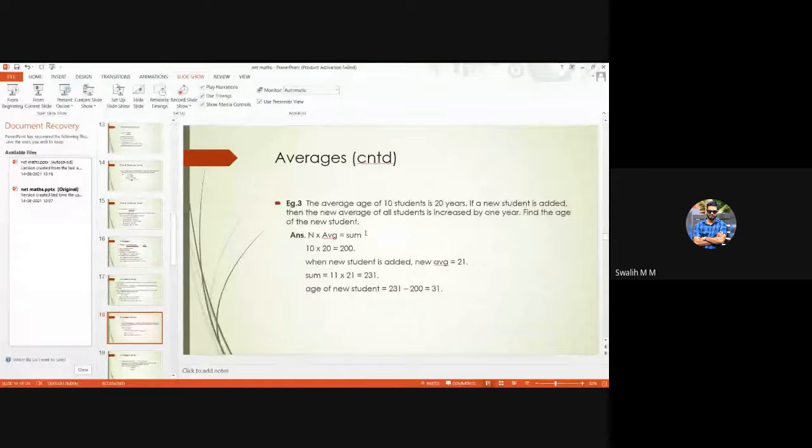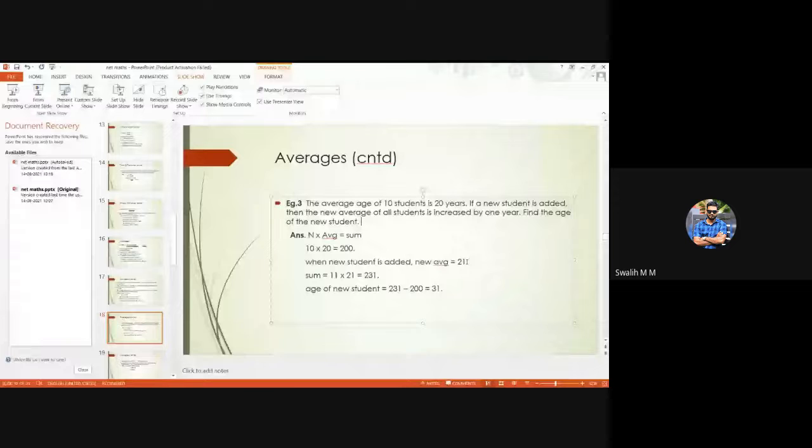So first we need to find the sum. That is 10 into 20. The total number of students is 10 and the average age is 20, so the total sum would be 200. The sum of the students' ages would be 200. And when the new student is added, the new average of all the students is increased by 1 year. So the new average is 21.